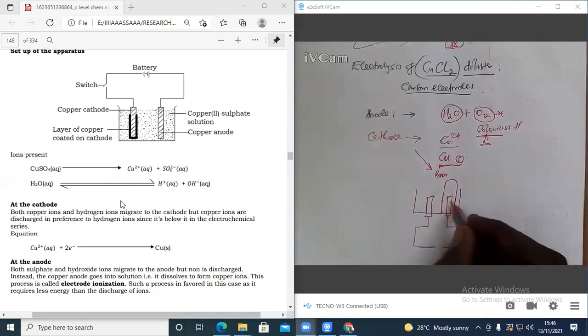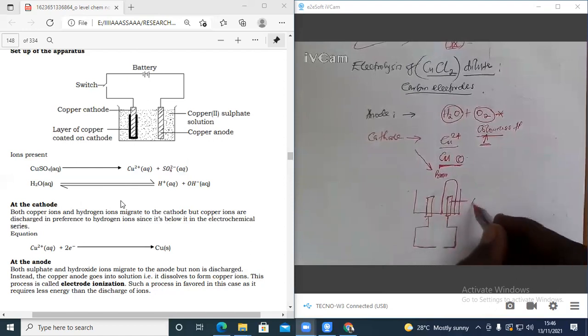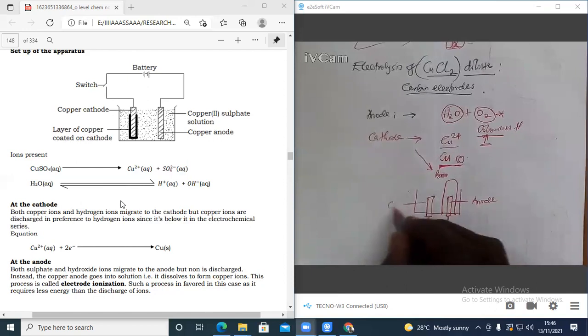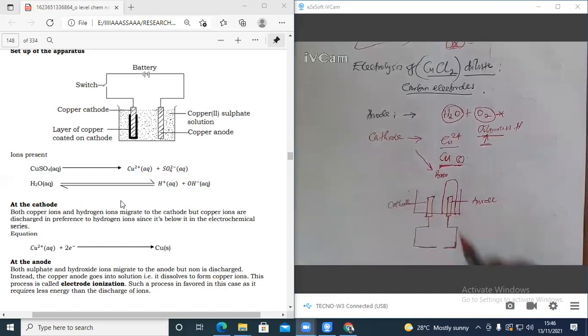So on this one, where the oxygen is going to be collected is the anode and is a positive electrode. Then this one is the cathode. Then you decide from here, anode is always positive, and then this one is negative. So that's how you draw your cell.